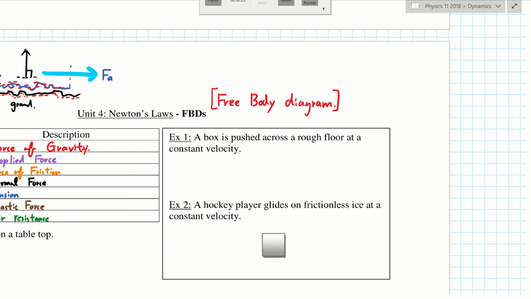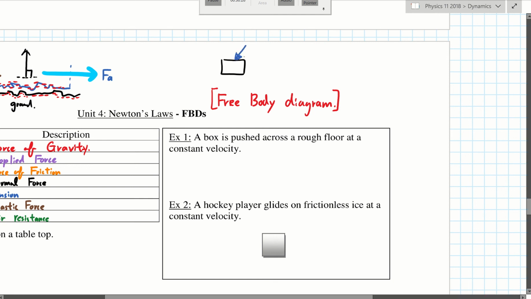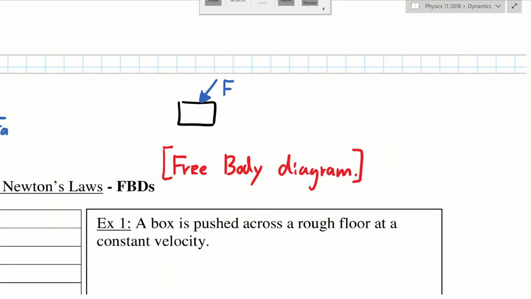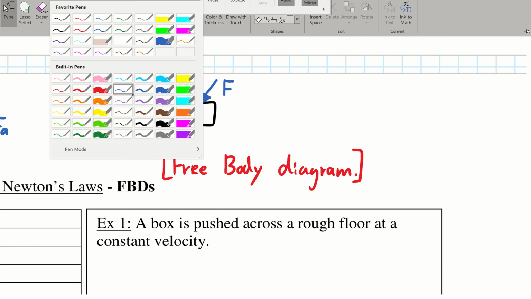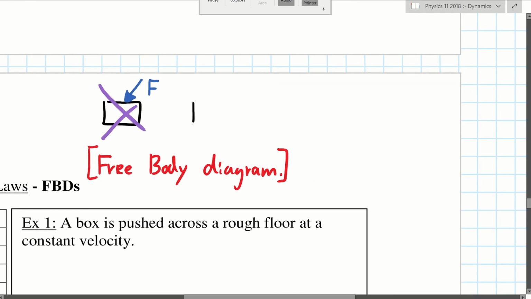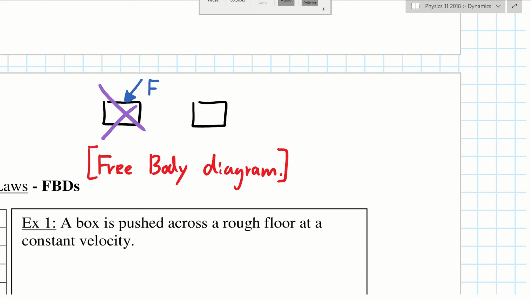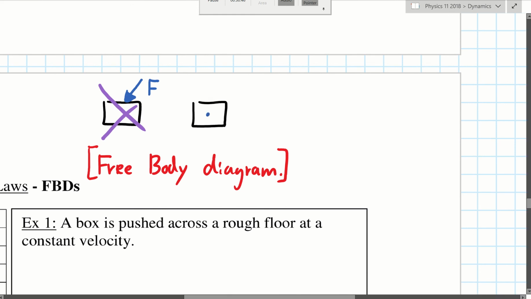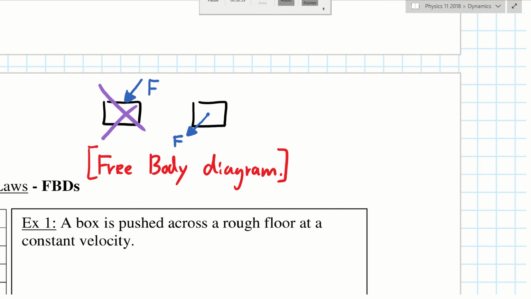So I don't want to see a diagram where you draw a force pushing down like this. That is not the correct way to do it. If there's actually a force pushing down like that, please do it this way. Draw the force from the center of the object, going in the same direction. So instead of going into the box, the force should always be coming out of the box.